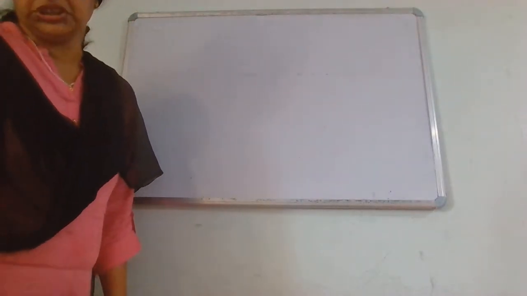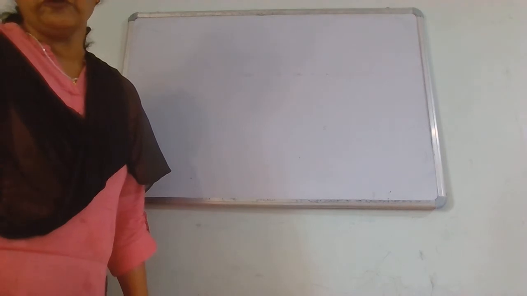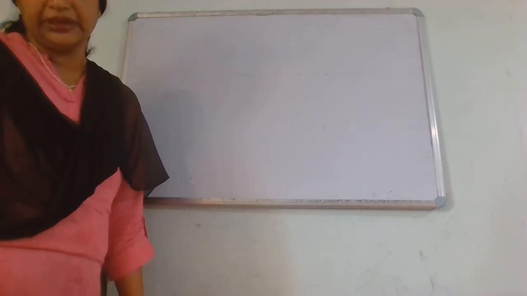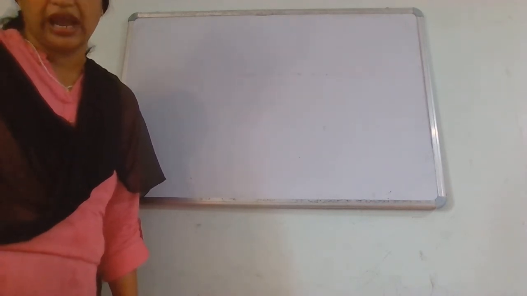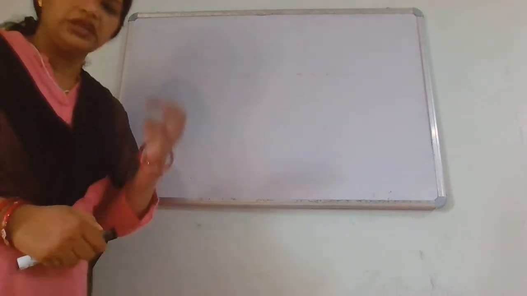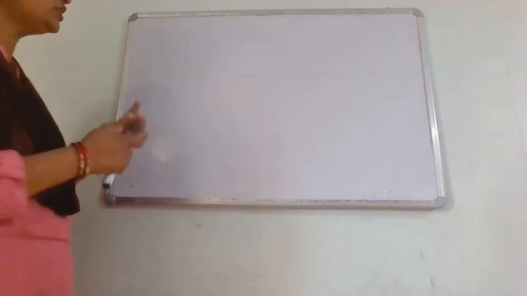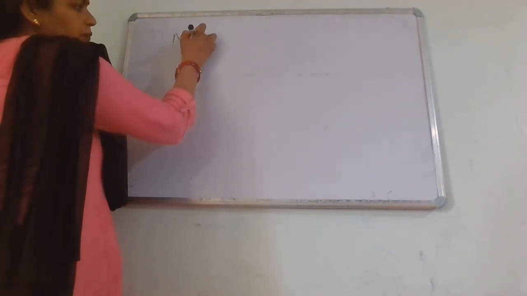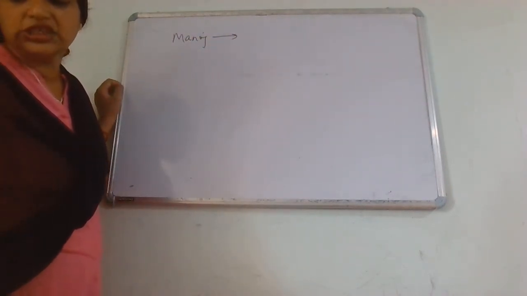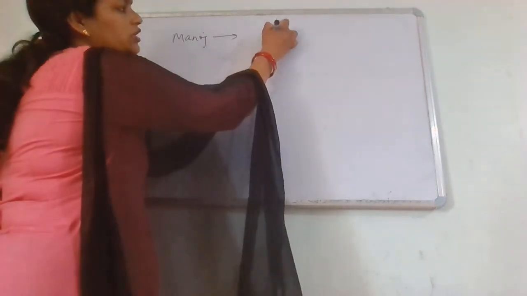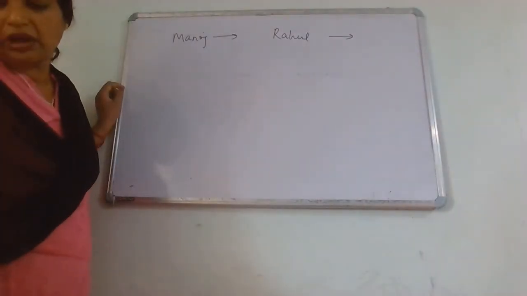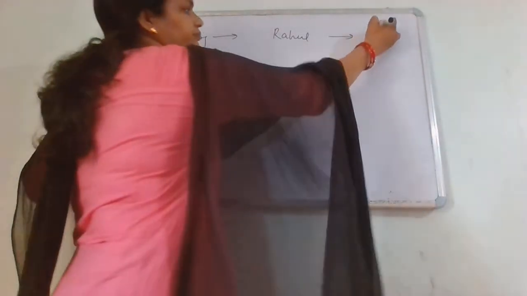So now the next question. Manoj purchased a video for rupees 12,000. He sold it to Rahul at a gain of 10%. If Rahul sells it to Rakesh at a loss of 5%, what did Rakesh pay for it? So here there are 3 persons. The first one is Manoj. Manoj has purchased a video. Then he has sold it to Rahul. And then Rahul sold it to who? Rahul has sold it to Rakesh.